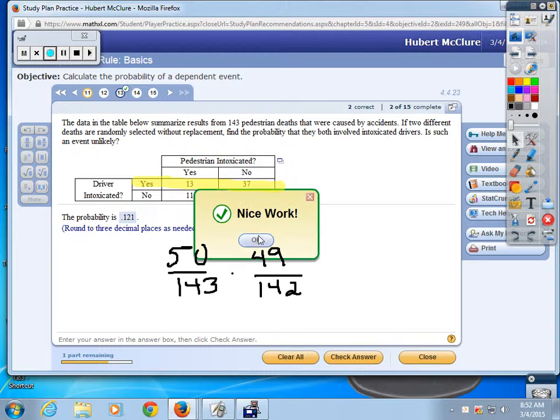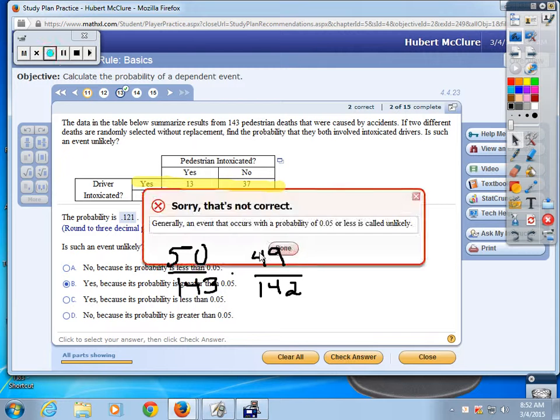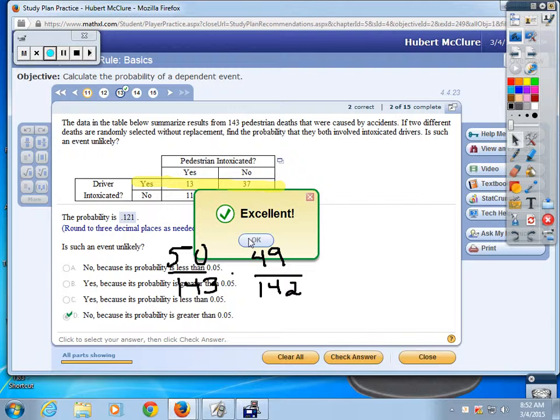And you feel good about yourself. No. Is such an event unlikely? 0.12. Well, less? It's not less. It's greater than 5%. So it's either this one or it's this one. I would say yes, because it's greater than 5%. See? No, because it is greater than 5%.